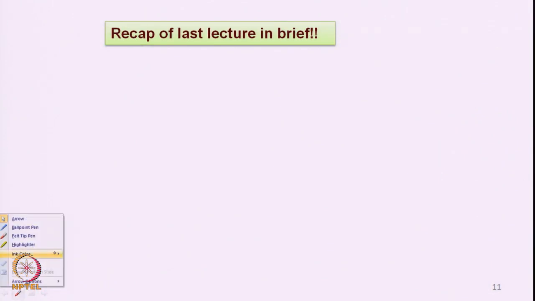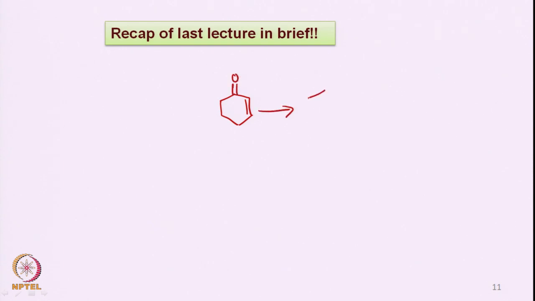The second transformation that we discussed was 1,3 enone transposition, where we took two different types of substrates, where we had an enone of this kind and we transposed it into an enone of this kind by introducing an R group here at this position. This was one method that we discussed, using Dauben-Michno rearrangement.